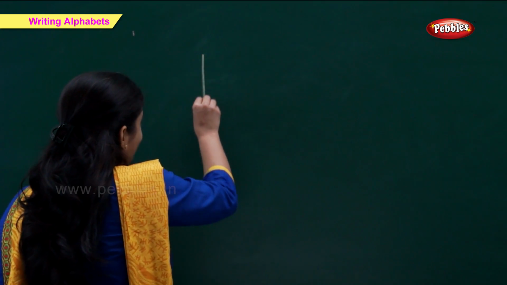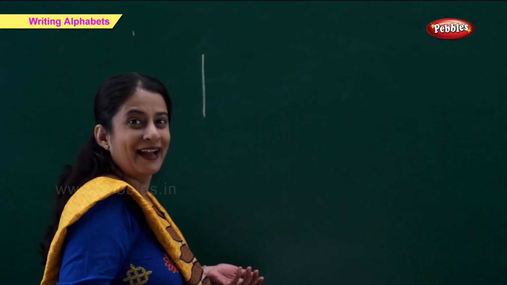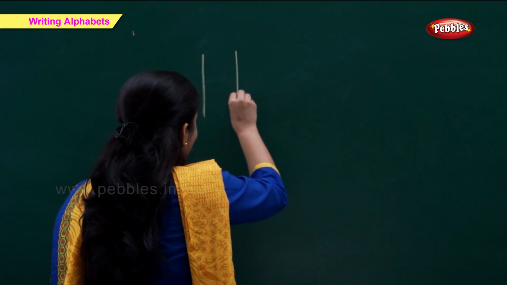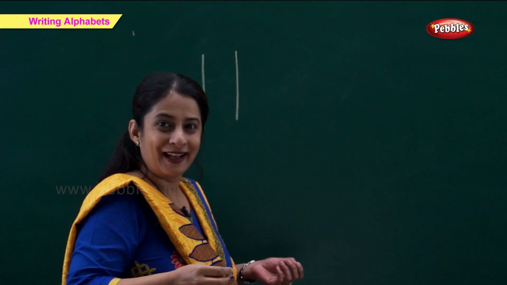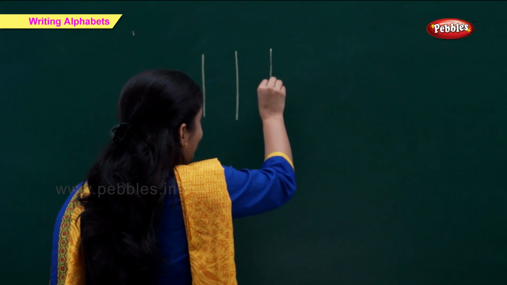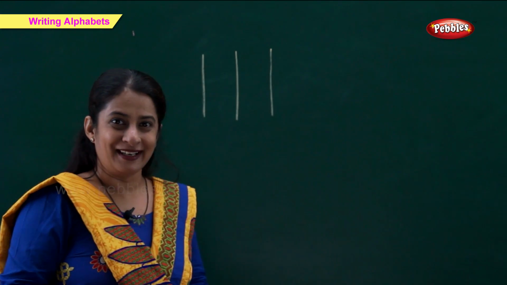Now we will write L, small l. Just a standing line makes small l. Again, just a standing line makes small l.